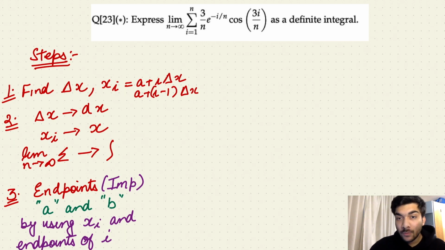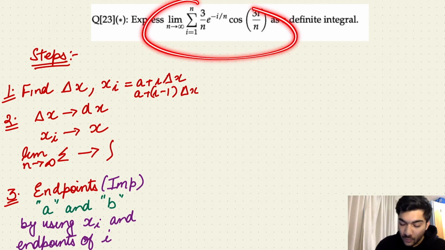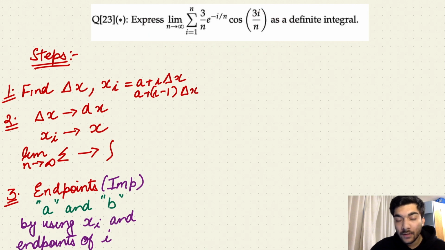So let's do a very popular question based on conversion of a sigma notation into a definite integral. This is one of the most common questions asked in the midterms and exams of first year integral calculus courses. And these are indeed one of the simplest questions as well if you know the approach on how to solve this question. And the approach is very simple as well.